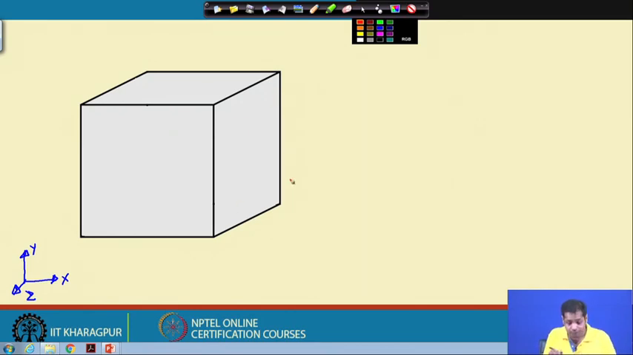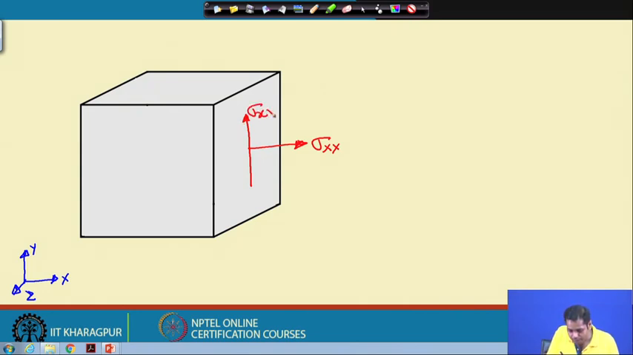Now, on this plane, we have one normal stress, this is sigma xx. Why is it sigma xx? Because it is acting on a plane which is perpendicular to the x axis, and in the direction of x. And then we have a tangential stress, this is sigma xy. Why is it again sigma xy? It is acting on a plane perpendicular to the x axis, and the direction of the stress is in the y direction.